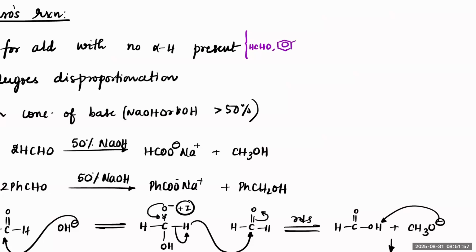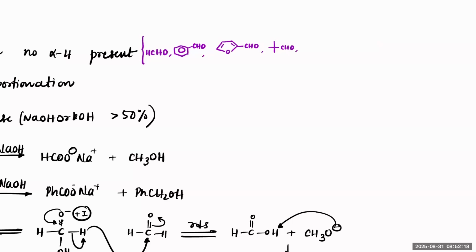then benzaldehyde. Okay. CHO like this. Okay. Which is called as furfural. This is called furfural. Correct. Or you can have CHO, this one also. Clear?